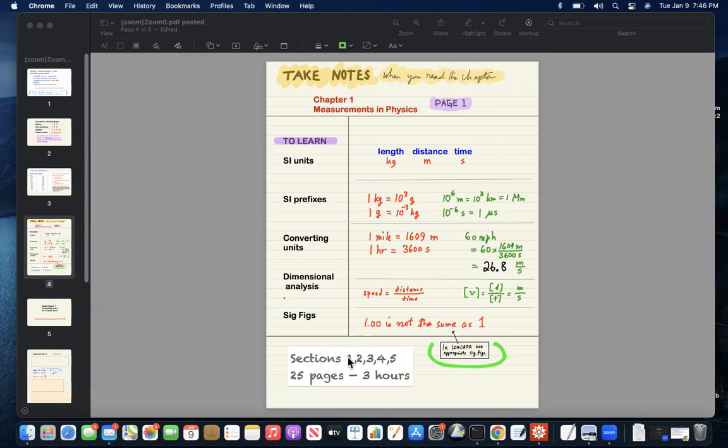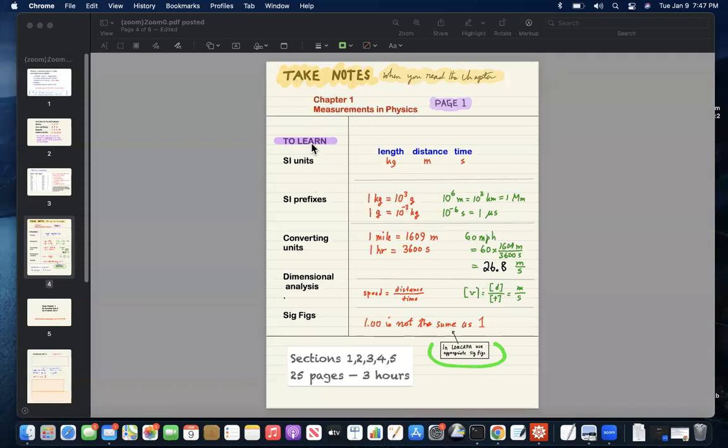Chapter 1 has 5 different sections. A lot of the chapters are like that. It's 1 chapter, maybe 5 or 6 different sections. So read a few sections on Monday, a few sections on Tuesday, finish up reading the chapter on Wednesday, take notes, start doing the homework, the reading quiz, spend about 3 hours reading and taking notes.